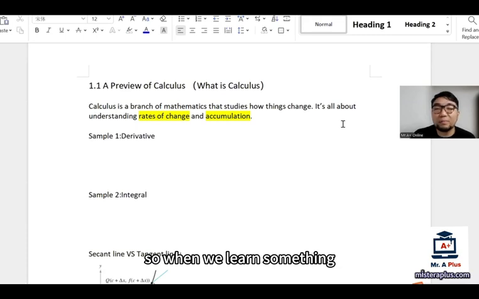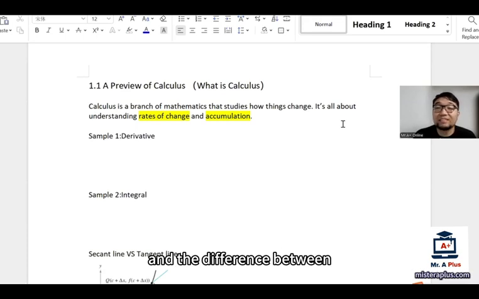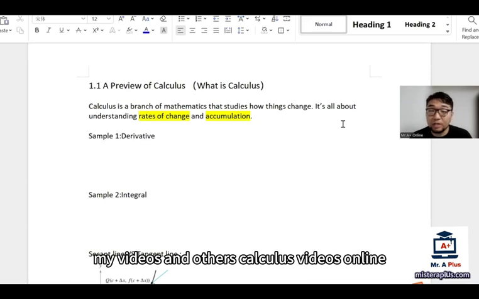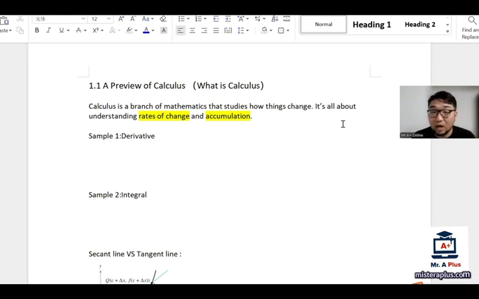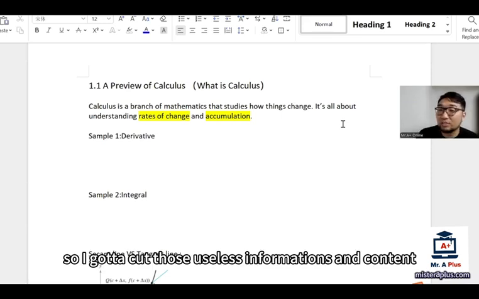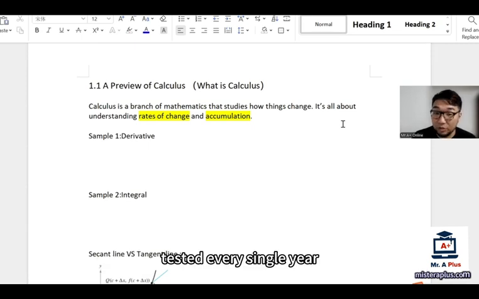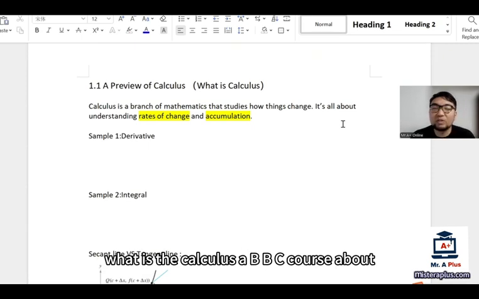Welcome to QuickCalc, and this is our first lesson, 1.1, a preview of calculus. When we learn something, we're going to know a general picture first. The difference between my videos and other calculus videos online is that we are focusing on cracking the calculus AB and BC course and the exam. So I'm going to cut the useless information and content, and only focus on the ones that will be repeatedly tested every single year. So first, what is the calculus AB BC course about?